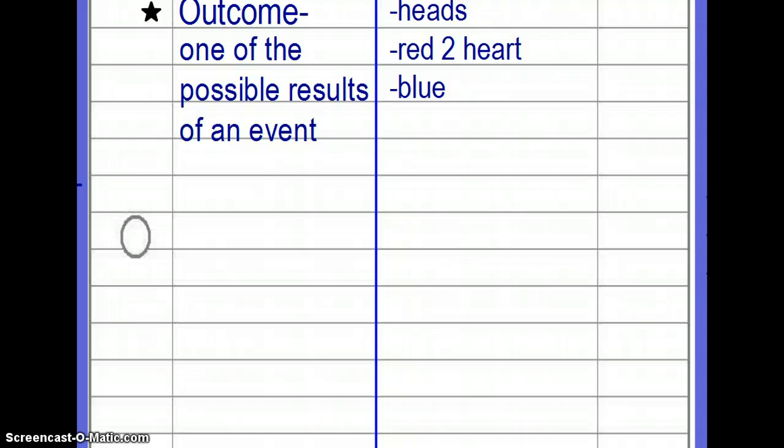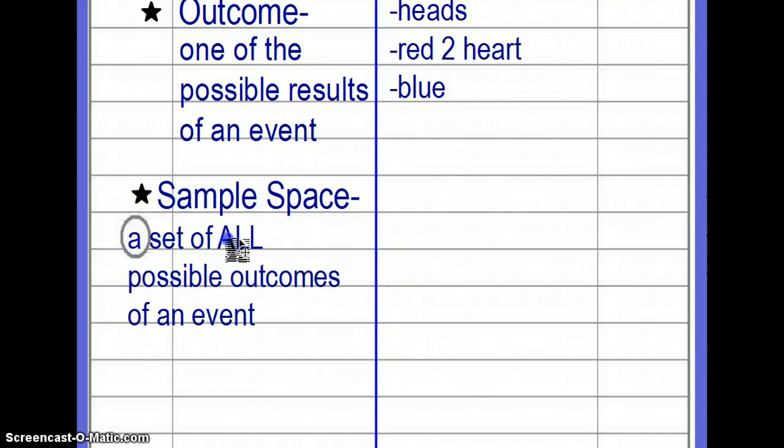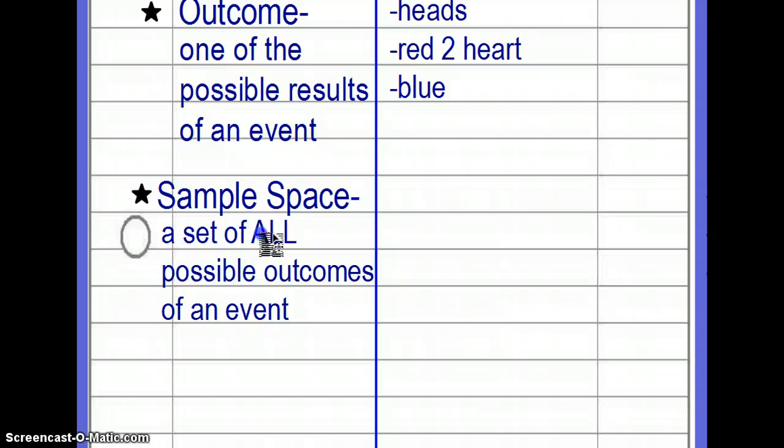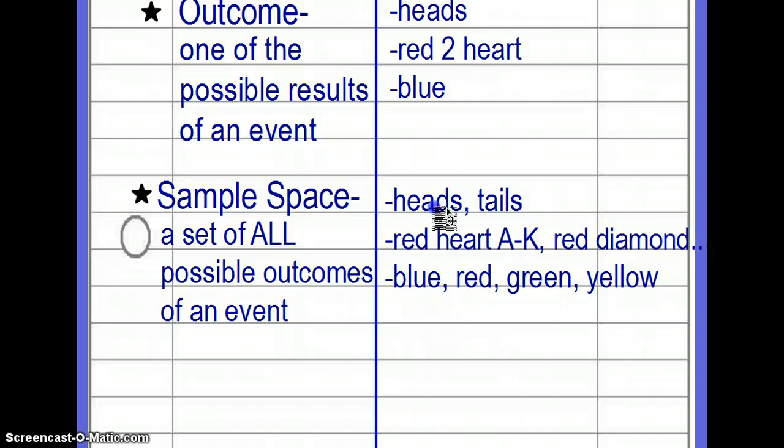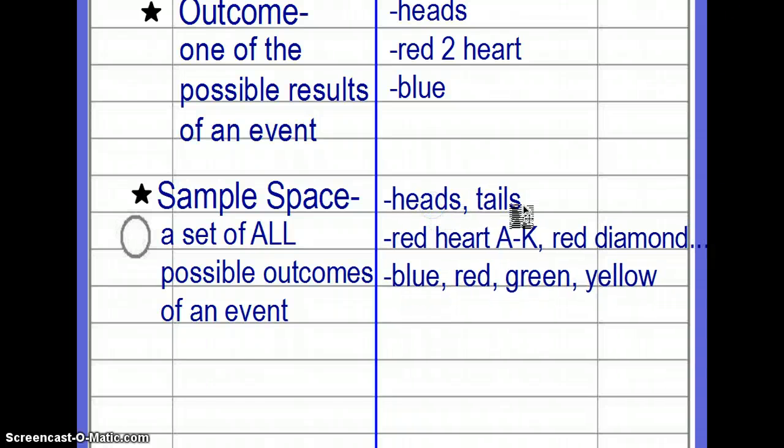Now these are examples of just one single outcome that you could get. Now that's where the next word comes in, sample space. Sample space is a set of all the possible outcomes of an event. So when we were looking at flipping a coin, all the possible outcomes is, well, you could get a heads or you could get a tails. So those are the two possible outcomes from that event. So a sample space lists them all. Those are the only two things that can happen.